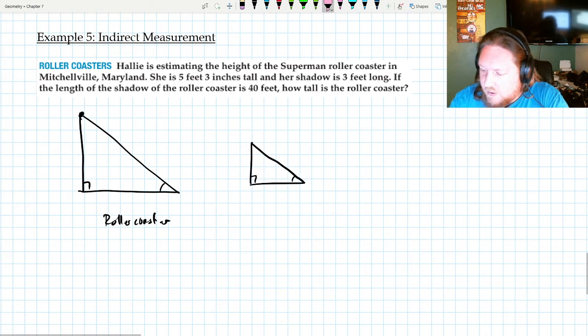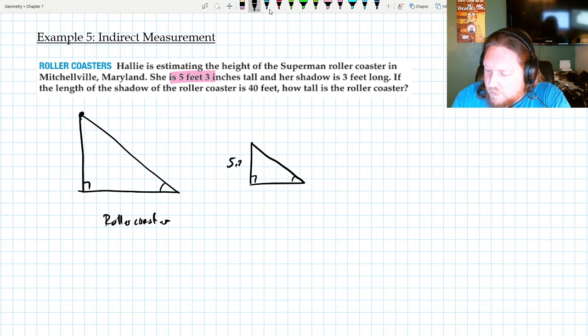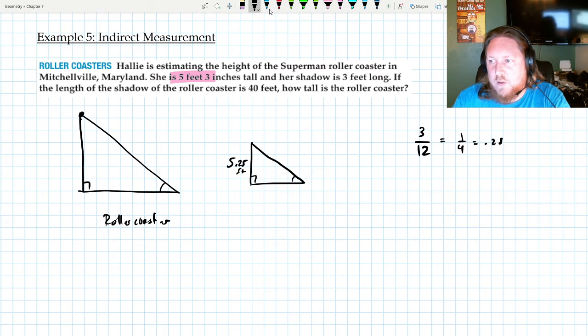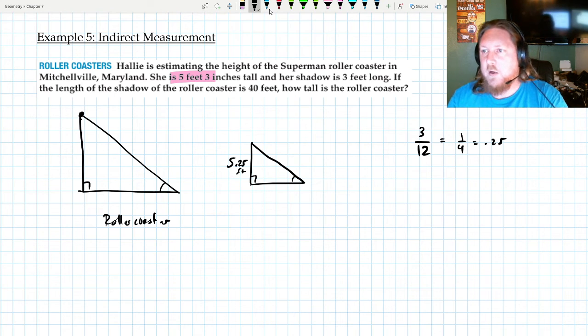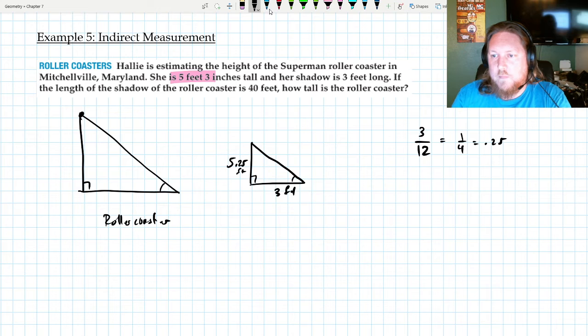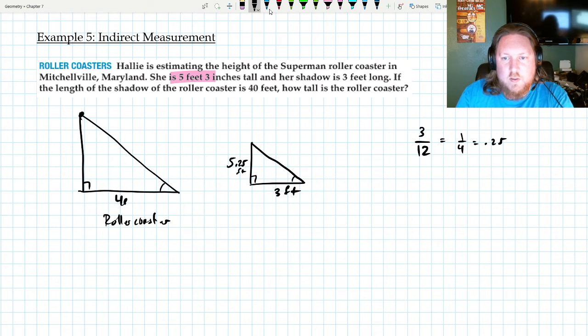Now I'm going to take a look here. She is 5 foot 3 inches tall. So 5.25 feet. How did I know it's 0.25? Well, there are 12 inches in a foot. She has 3 of them. That reduces down to 1/4, which is 0.25. So she's 5.25 feet tall. And her shadow is 3 feet long. And the shadow of the roller coaster is 40 feet.